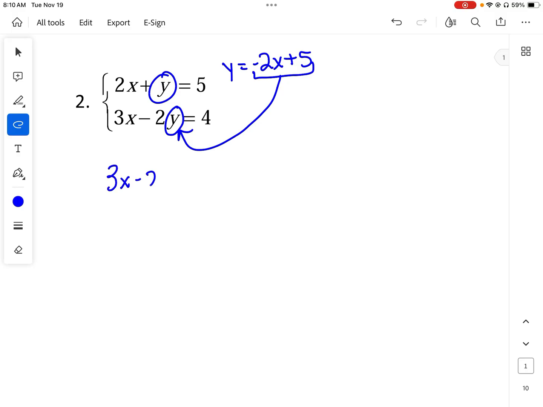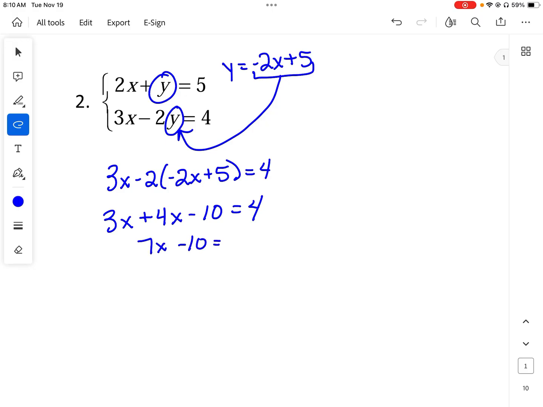So it's 3x minus 2 times negative 2x plus 5 equals 4. So we need to solve for x. So 3x plus 4x minus 10 equals 4. 7x minus 10 equals 4. Add 10 to both sides, so we get 14. Divide by 7 on both sides, x equals 2.